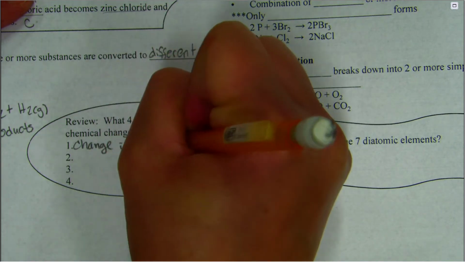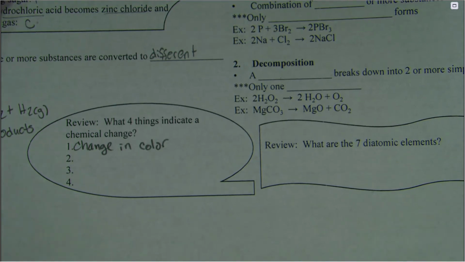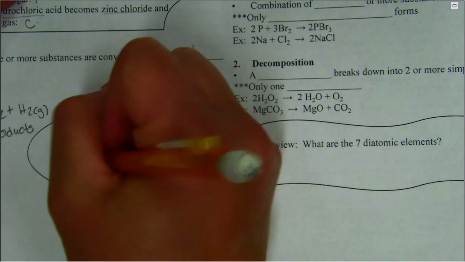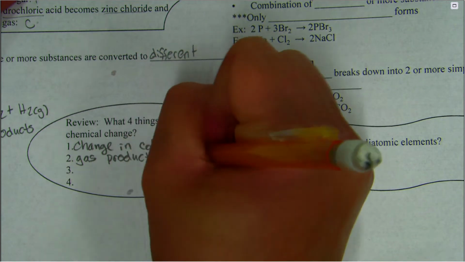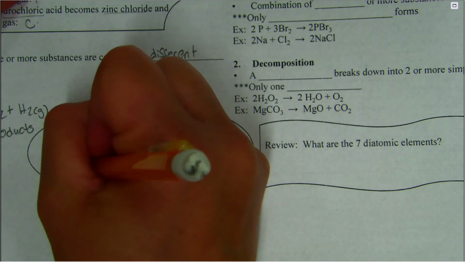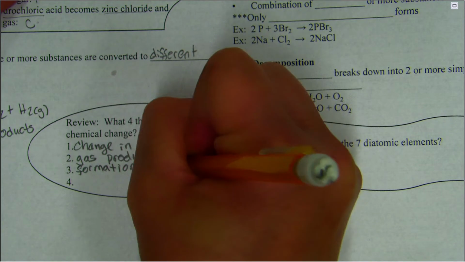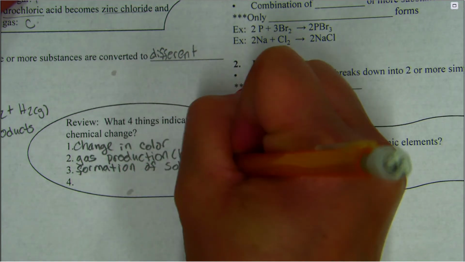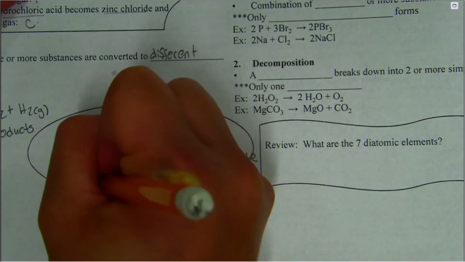Okay, so a change in color. Now this is a big change in color. This is one color to a different color. So going from 2 clear substances to white. All right, we're going white to yellow. All right, a change in color. Gas production, which we see in the formation of bubbles. The formation of a solid, which we call a precipitate. And light or heat.